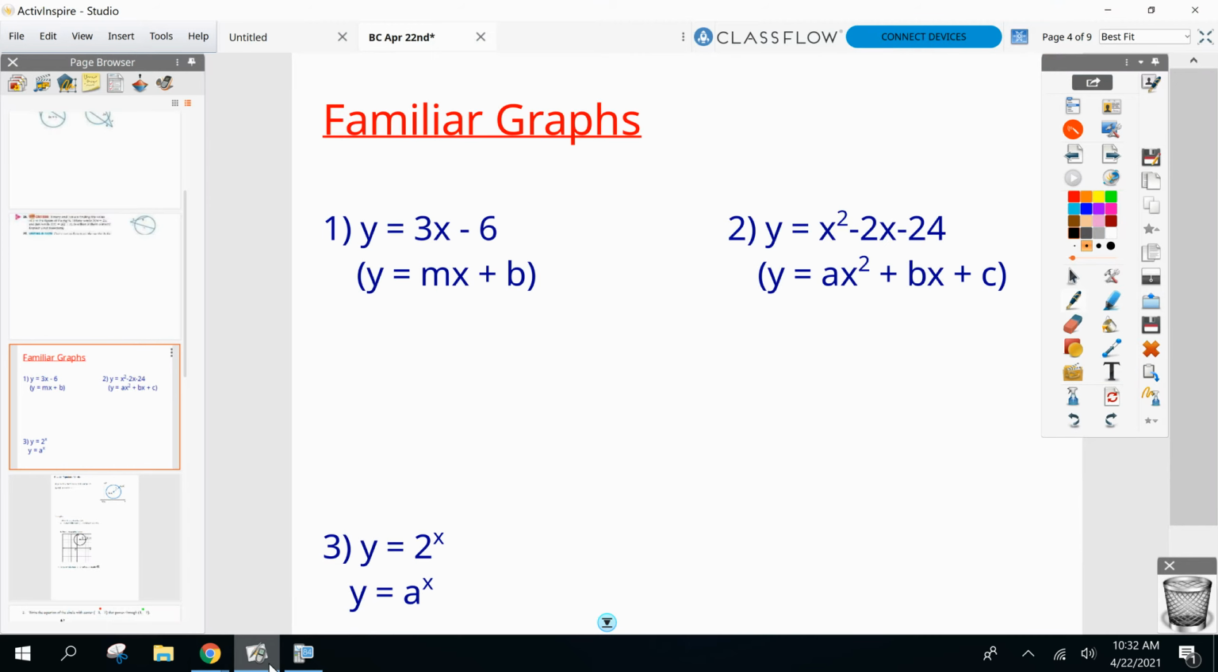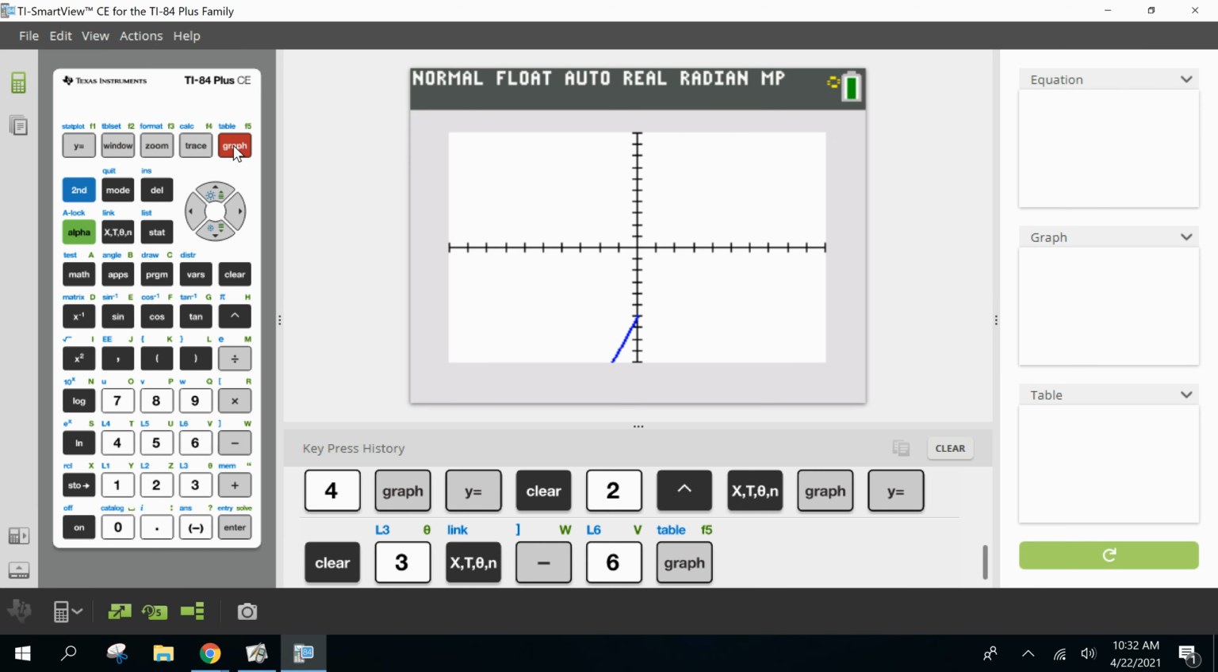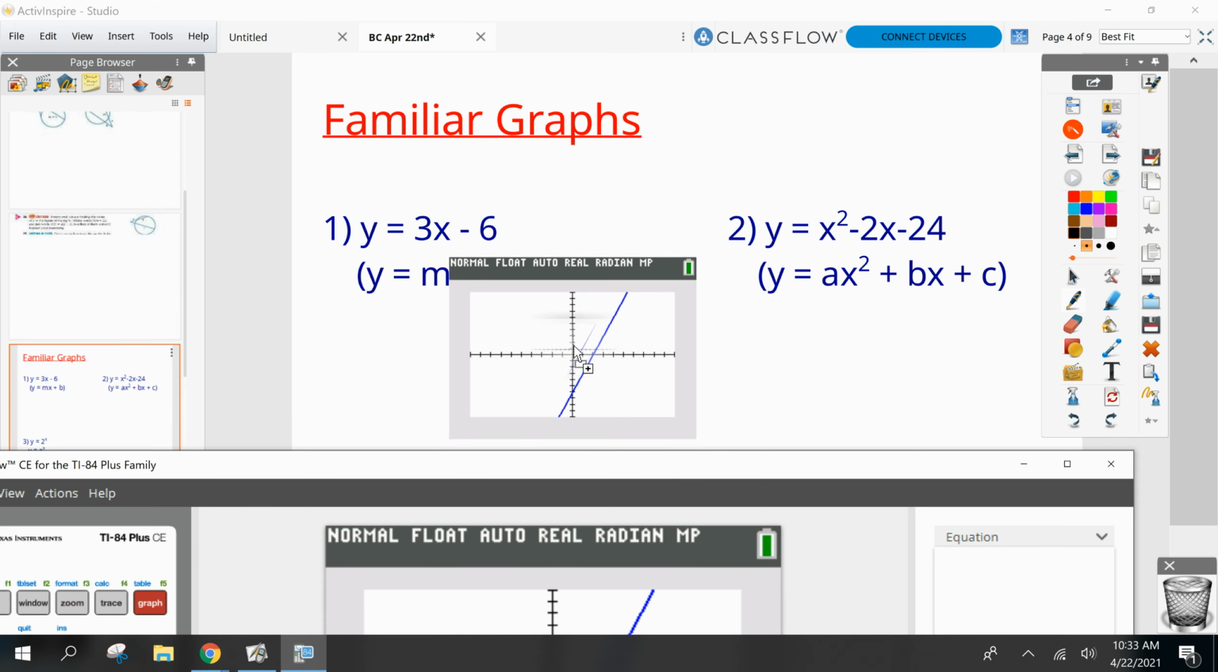So up on the board right now, I have y equals 3 minus x. If I asked you to graph it, so for instance, I go to my graphing calculator, I type in 3x minus 6. When I hit that graph button, what's it going to show me? A line. That's all I need. I don't need any more details. Does everyone agree? When I hit the graph button, I see a line. Anything in the form of y equals mx plus b will be a line.